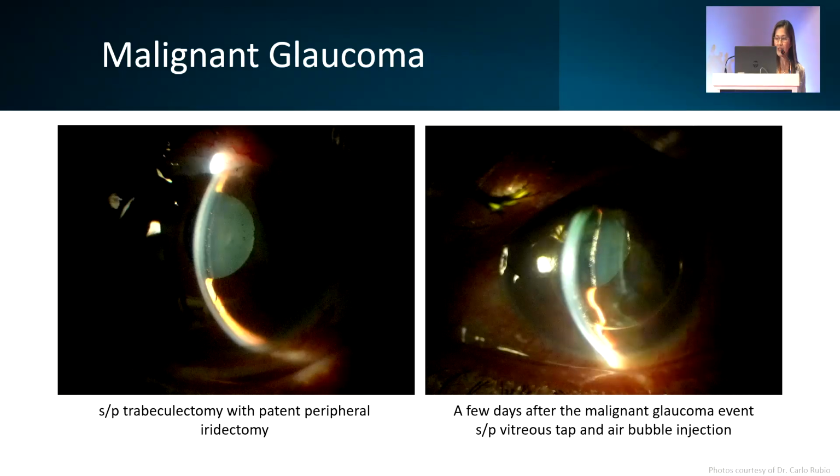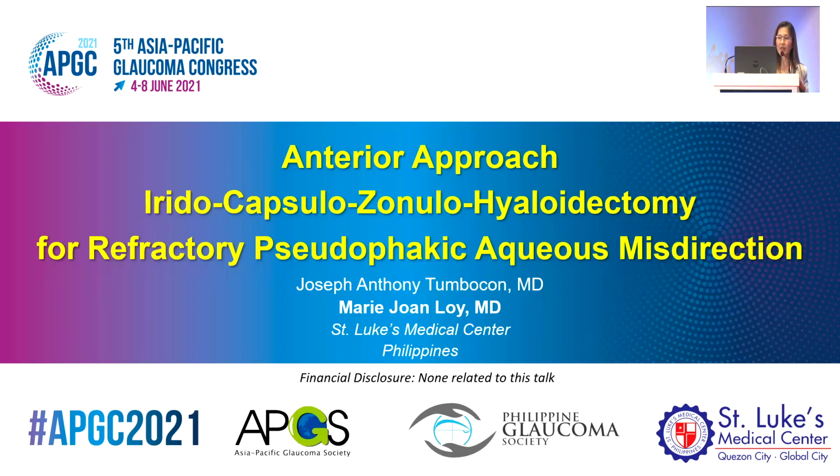I'm sharing with you some cases from my glaucoma colleagues. This is a case of a patient post-trabeculectomy with patent peripheral iridectomy. A few days after the malignant glaucoma event, the chamber was formed, status post vitreous tap and air bubble injection. This case was presented by my colleague who's also here, Dr. Tumbokan. He presented this case in APGC in 2021. I co-managed this case with him.